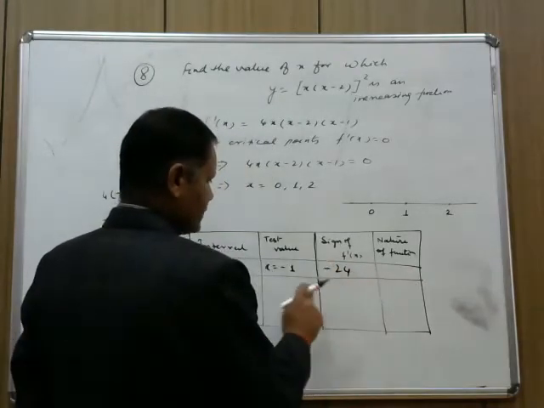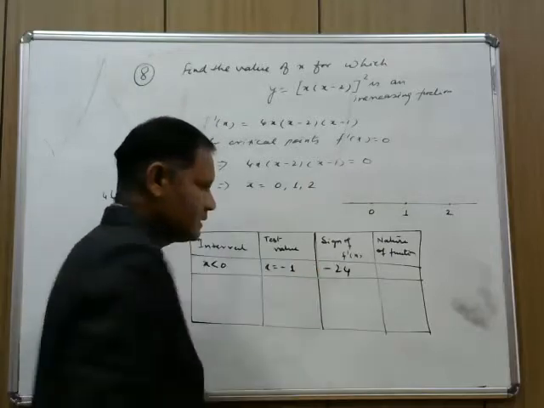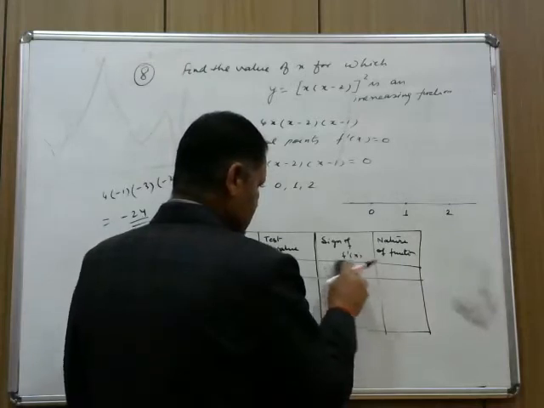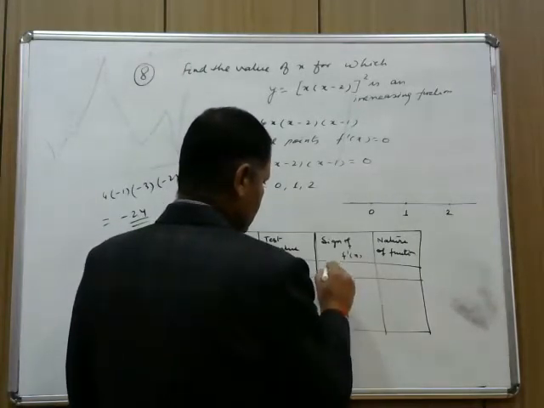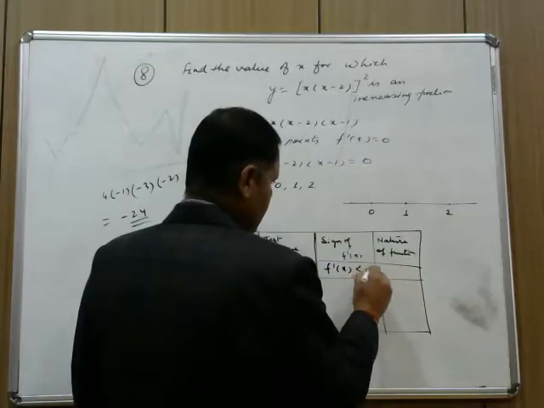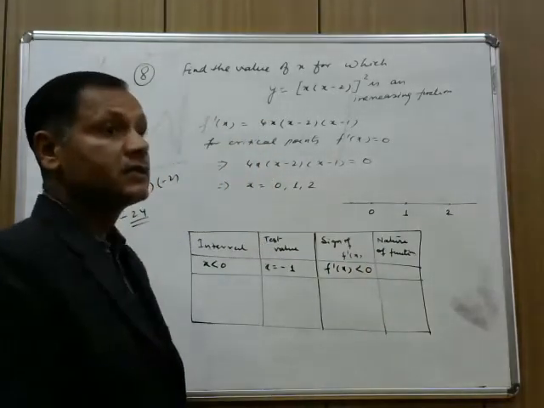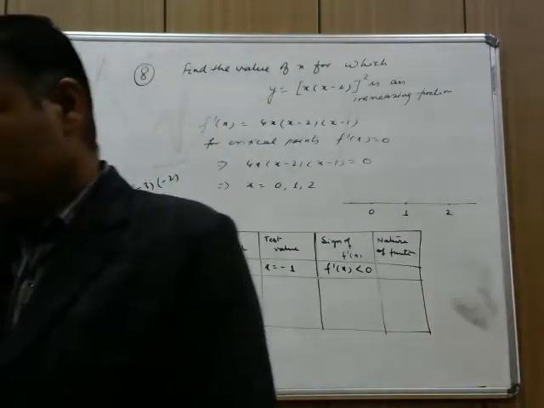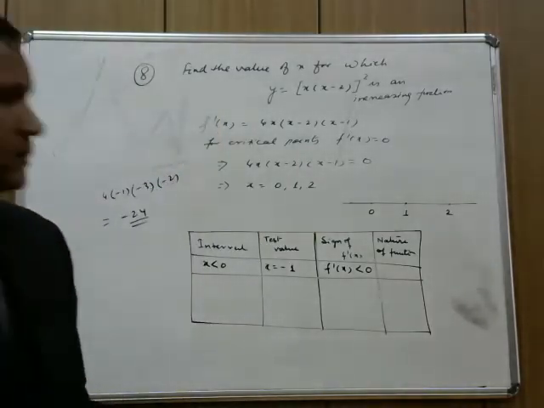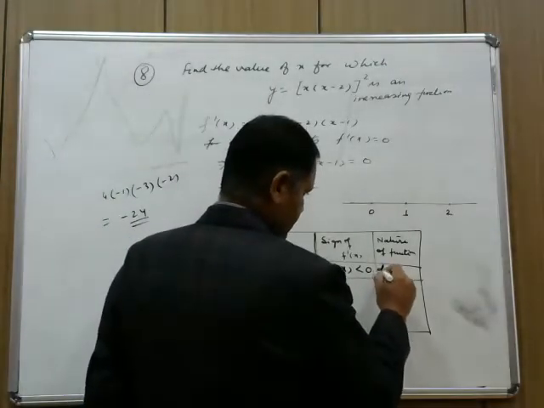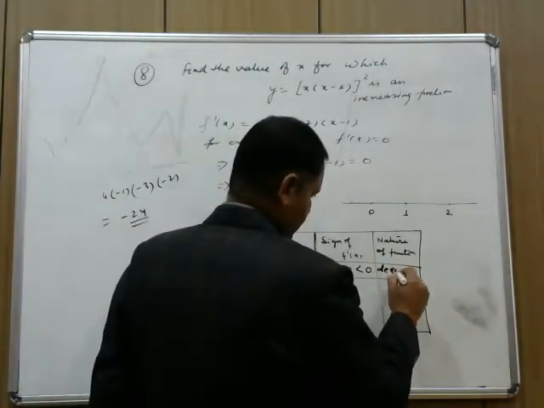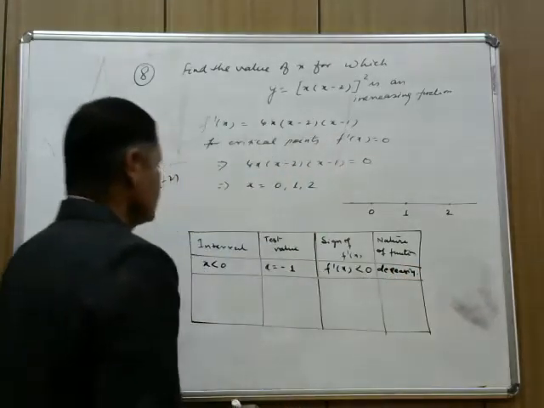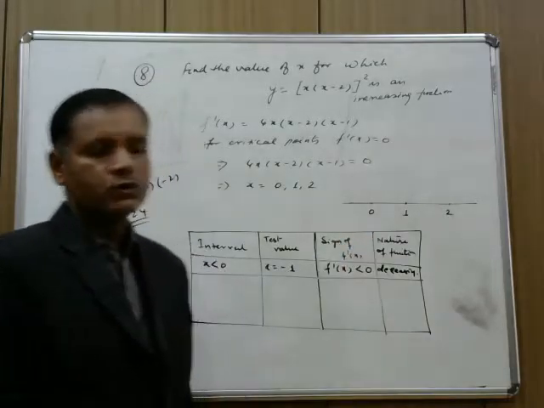The sign of f dash of x at x equal to minus 1 is negative. That means f dash of x is less than 0. And when it is less than 0, then it is called what? Increasing or decreasing? It is called a decreasing function.